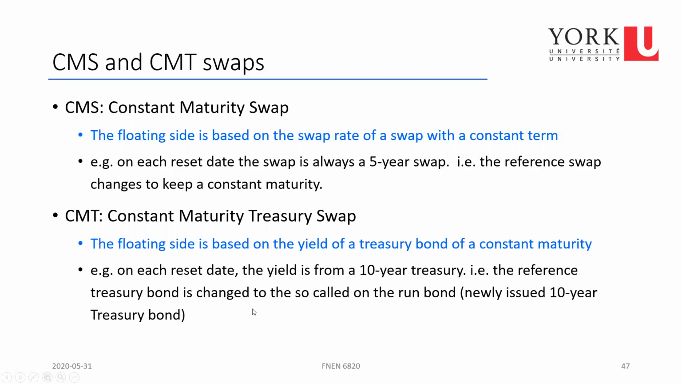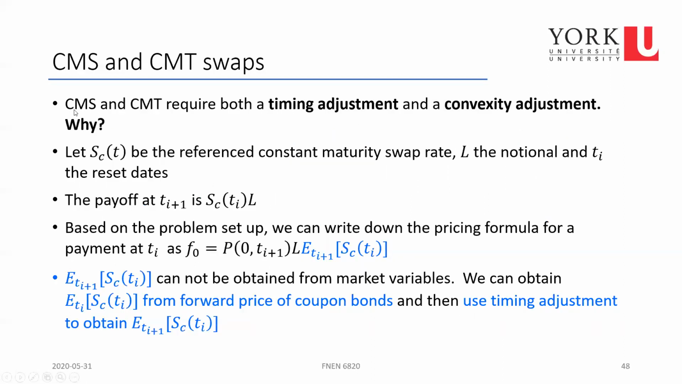With CMS and CMT, you will see that they actually require both a timing adjustment and a convexity adjustment. So in fact, you will do a convexity adjustment first, then you will do a timing adjustment. Now the reason for that is that your reference always has a constant maturity.